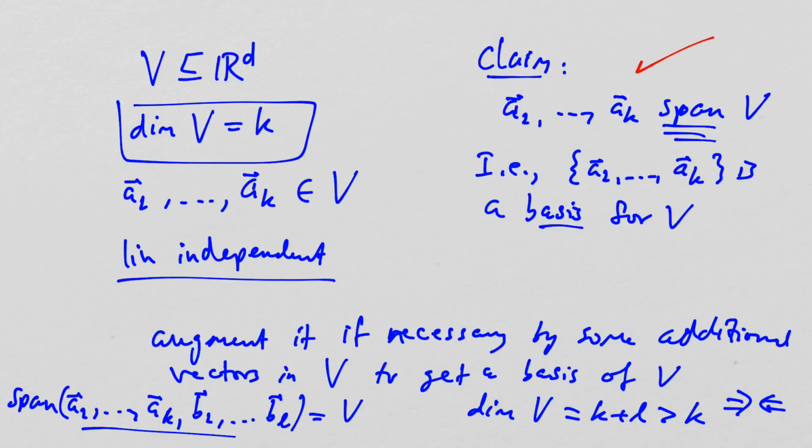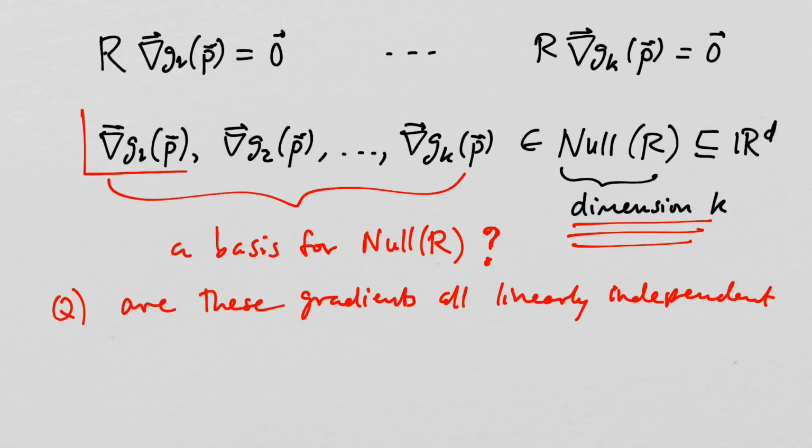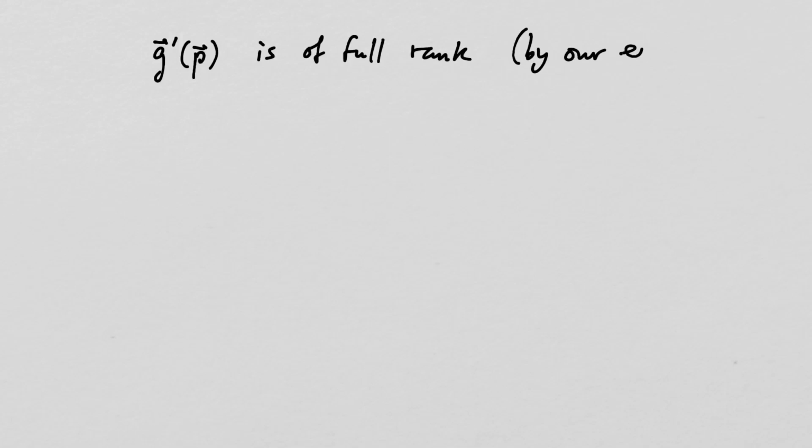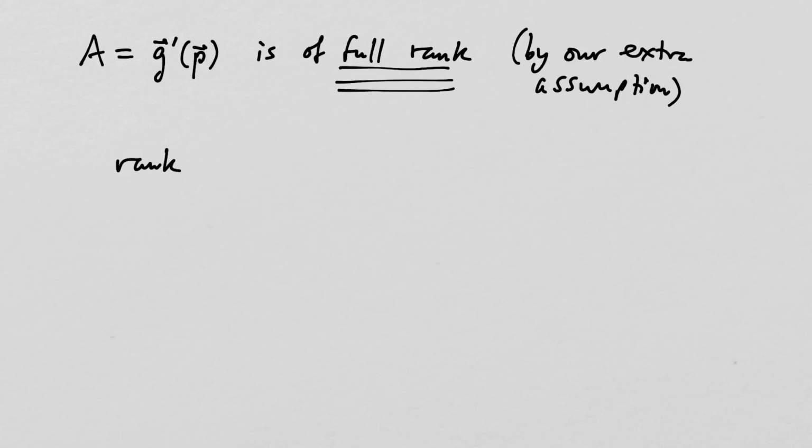Okay, so yeah, we just need to come back here and prove that all these gradients are linearly independent, because there's the correct number of them, k, to span a k-dimensional space. We already know that this space is k-dimensional. All right, good. Well, how do I know that they're linearly independent? Okay, that's going to be easy. Remember, we know that the matrix G prime of P is of full rank by our extra assumption. That's the matrix I think I called A earlier, meaning its rank is k.